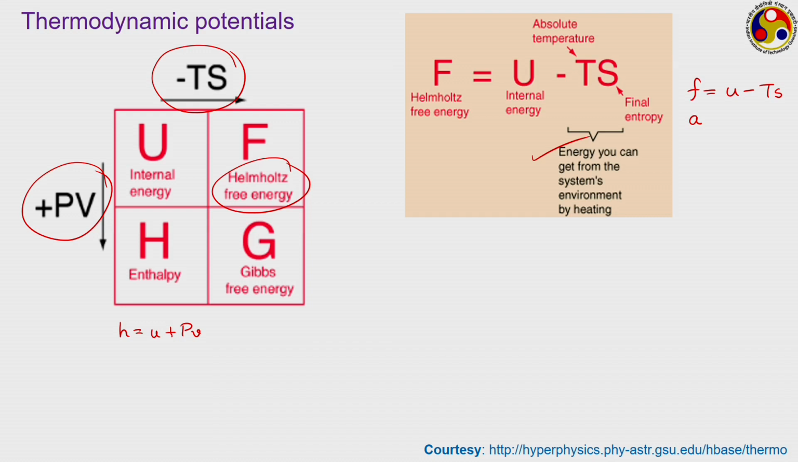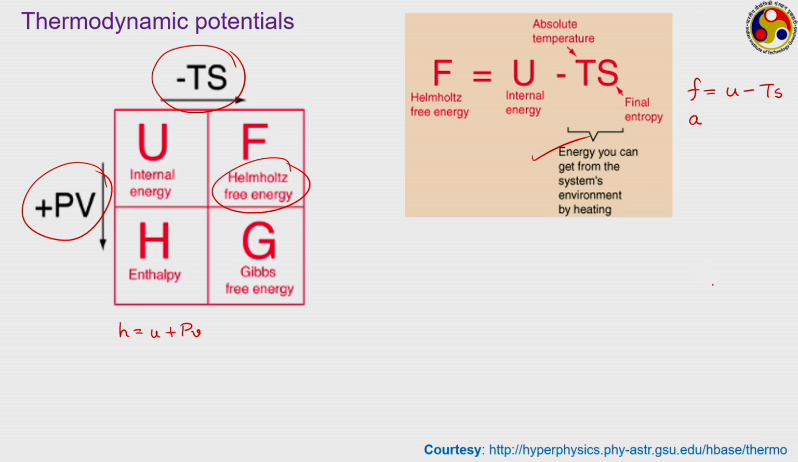and you can visualize this as the amount of energy needed to create a system minus the amount of energy that the system is getting from the environment. And finally, G. So what will be the expression for the G? Here you have to subtract Ts from H.